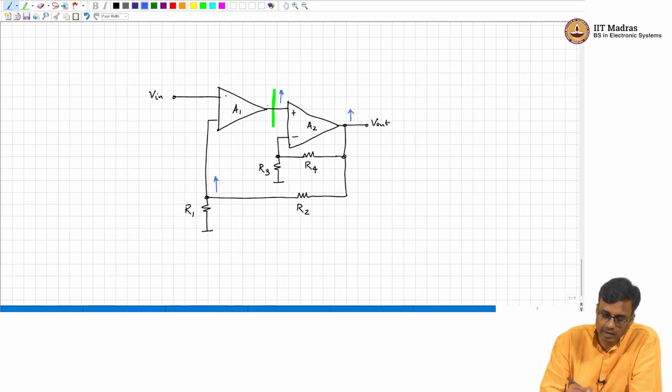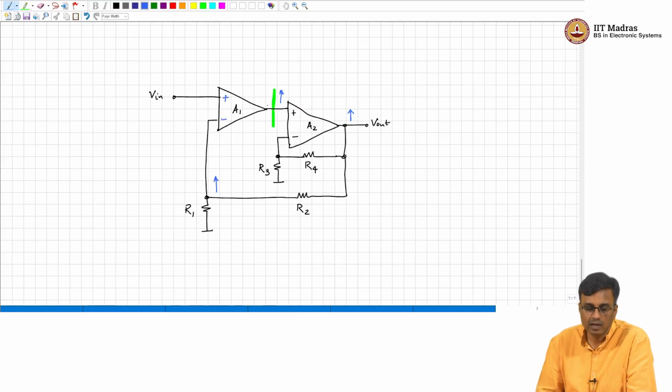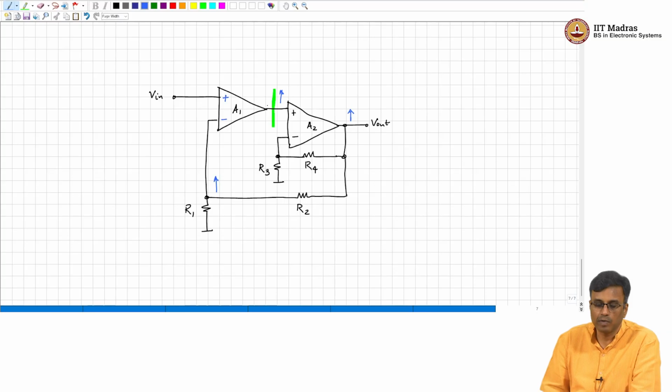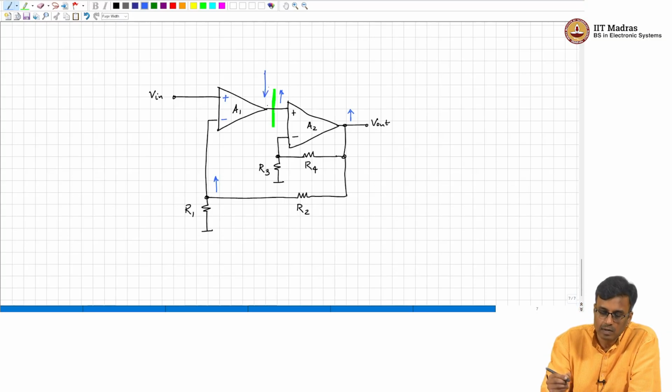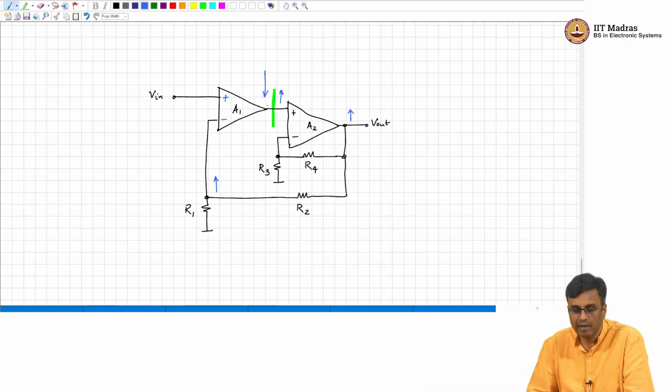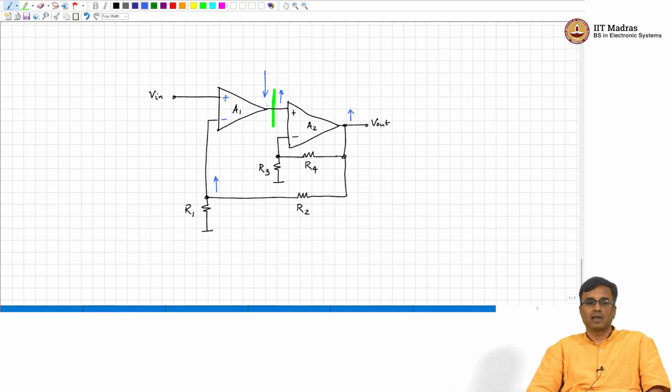If that increases, what happens to this voltage? It will increase. Let me choose some arbitrary signs. Let us say this is plus and this is minus. So, what happens to the output of A1? Decrease. So, now is this negative feedback? Will the signs we have chosen ensure negative feedback or positive feedback? Negative feedback, correct?